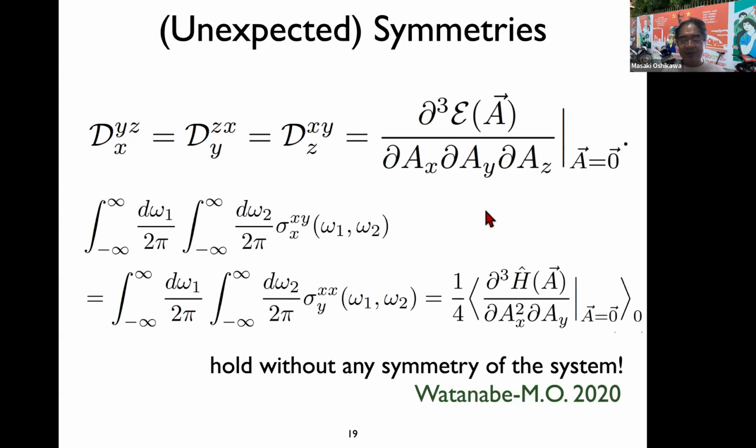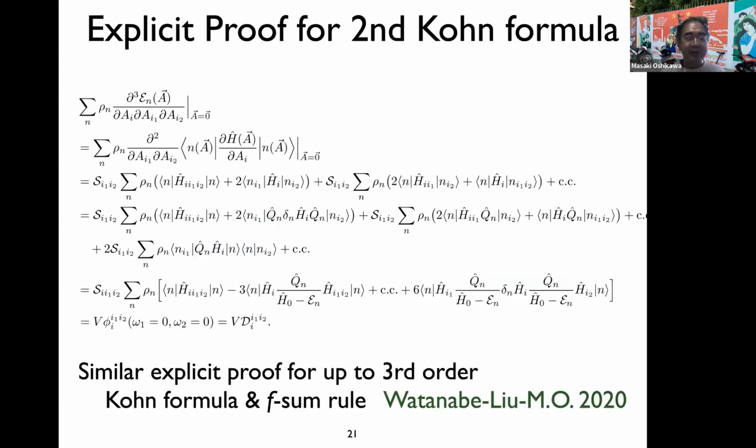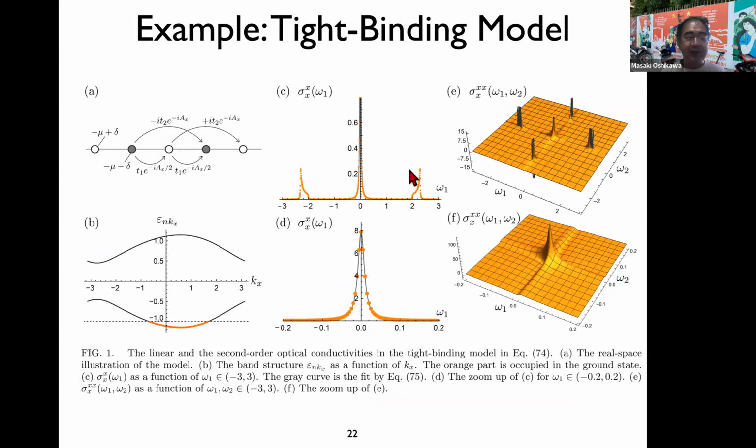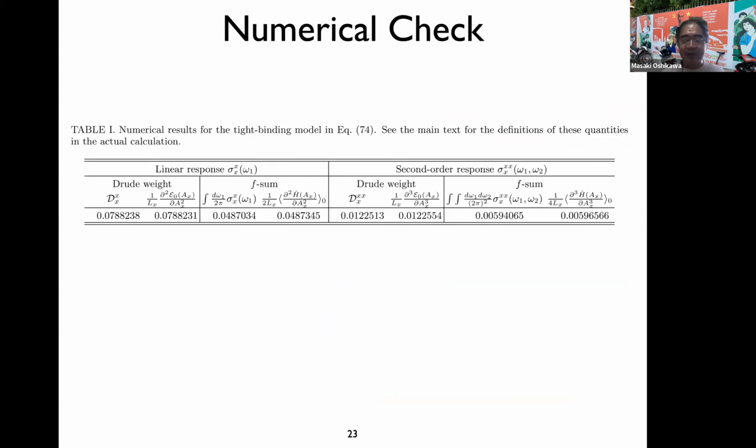Without using any symmetry of the system. So of course, if the system has spatial symmetry, then this is natural, but without any spatial symmetry of the Hamiltonian, this follows from this one, and so on. Okay, skip this part, and I just wanted to say that Haruki and his student verified this relation by explicit calculation of a tight binding model in 2 dimensions. So it seems to be consistent with our very general formula.